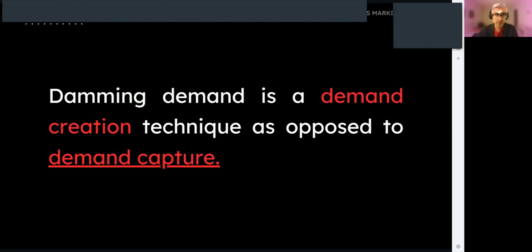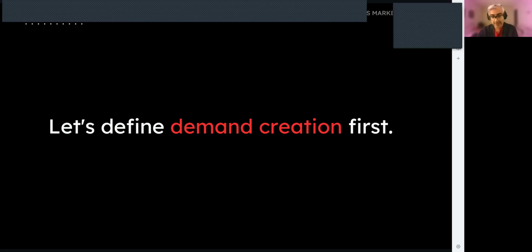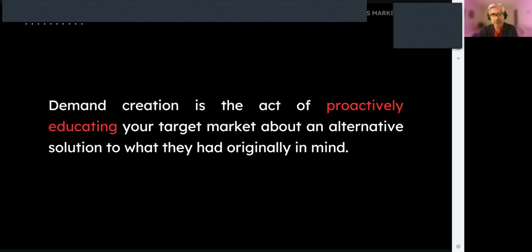And now there's a lot of talk in recent days that this is not enough. You need to go and create the demand. There are different ways of doing that. Of course, content is at the heart of it. And damming demand is just a strategy that is beyond the content. Of course, it uses content. But before we get into that, let's start with defining demand creation.